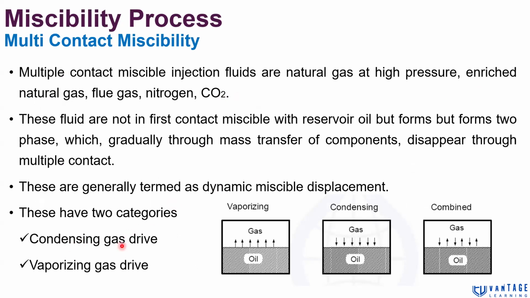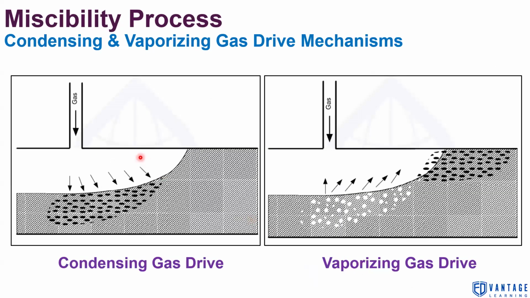So condensing gas drive and vaporizing gas drive are two categories in multi-contact miscibility, where the injected CO2 will be vaporizing because the oil is lighter. So this gets vaporized. But in condensing gas drive, the injected gas or CO2 will be getting condensed with oil because oil is heavier. So if you look at this figure, it will clear our understanding.